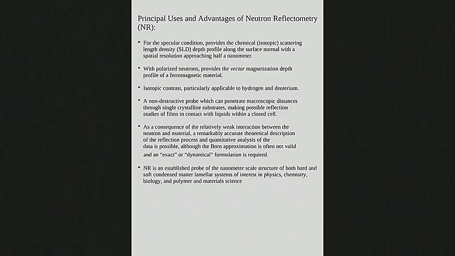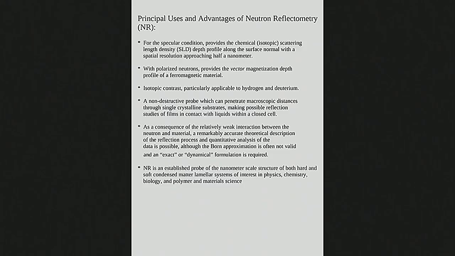Also, neutrons penetrate macroscopic distances in materials. So for reflectometry in particular, if you're studying a film system adjacent to a liquid reservoir in a fluid cell, you can have on the other side of the film that you're interested in a big piece of single crystal silicon or sapphire, and neutrons go right through this. So you can study things in situ with almost no loss.